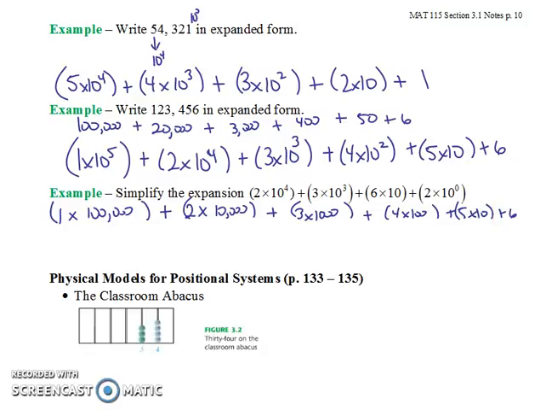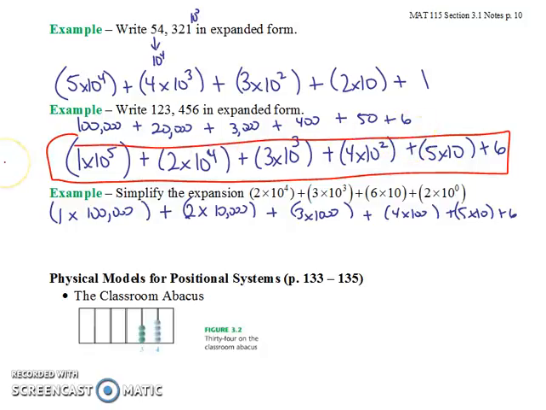But for our purposes and for exams, this is what you're going to write when we put in an expanded form. But there are other ways you might see expanded form, especially for the elementary age kids.